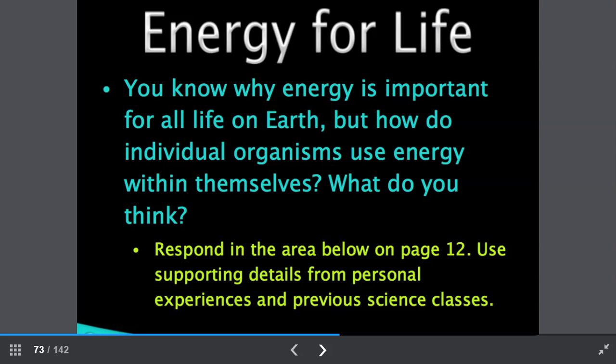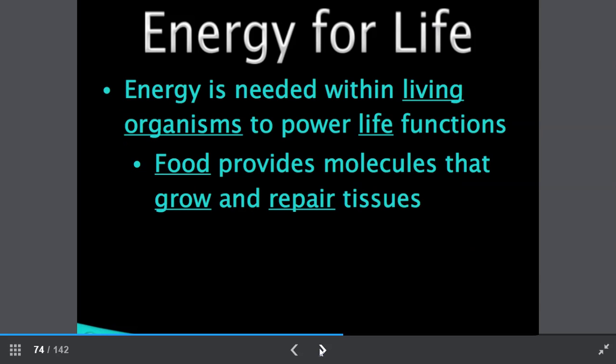You know why energy is important for all life on Earth, but how do individual organisms use energy within themselves? What do you think? Take a moment and respond in the area on page 12. Use supporting details from personal experiences and information you learned in your previous science classes. Energy is needed within living organisms to power life functions. We know that food provides molecules that grow and repair tissues.